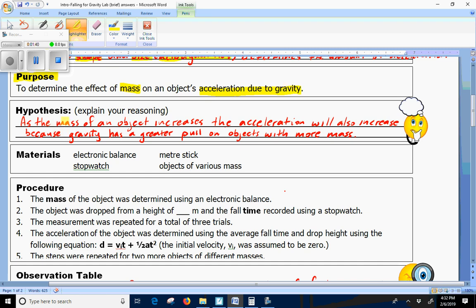So what you do is you write down, as the mass increases, this is what we're changing, what's going to happen with the acceleration. So you put down some kind of answer here. It doesn't have to be correct, but you have to be able to explain it. In this case, the student wrote down that they thought the gravity will increase as the mass increases. And they gave a reason. And it's a pretty good reason because the gravity force has a greater pull on objects with more mass. So you can see it's a simple explanation, but still a good explanation.